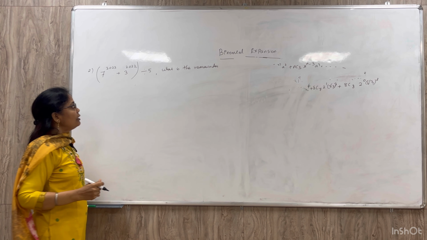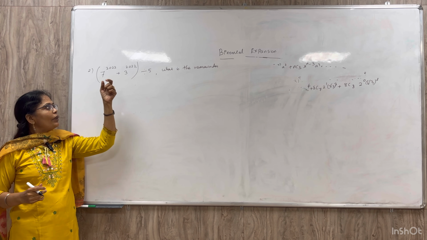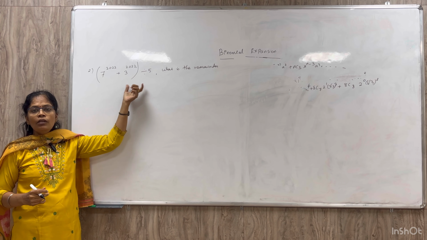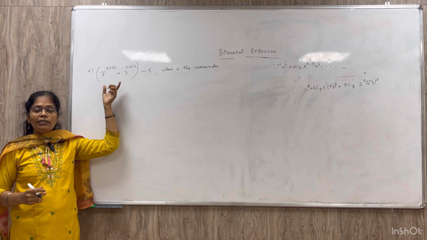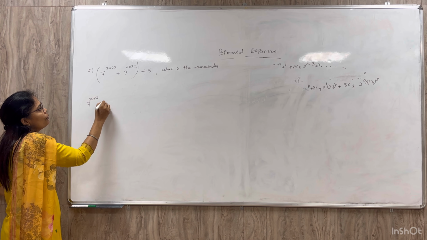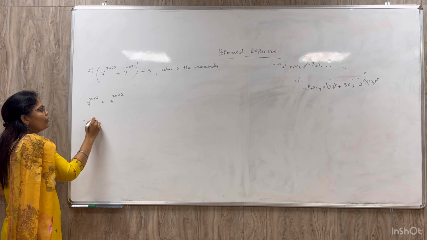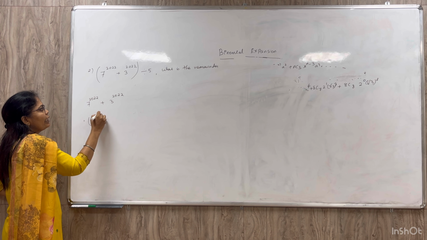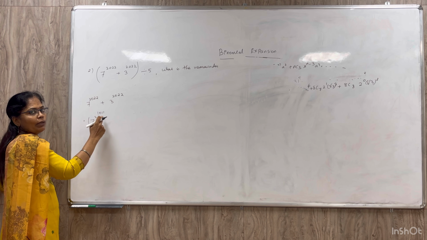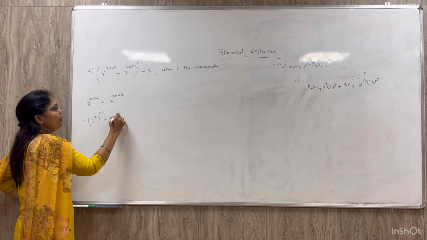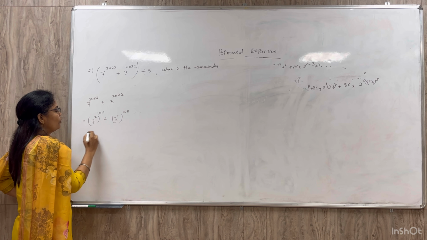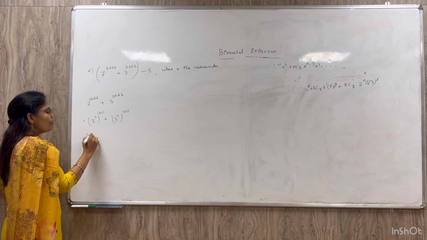So we cannot sit and calculate 7 to the power 2022 and 3 to the power 2022, and add and divide by 5 and get the remainder. This is an impossible question. We have to solve this question in 1 or 2 minutes. Okay. Now I will take this 7 power 2022 plus 3 to the power 2022. 7 to the power 2022, can I write it as 7 square to the power 1011? Yes. Power to power we can multiply, right? I am using the power to power rule.